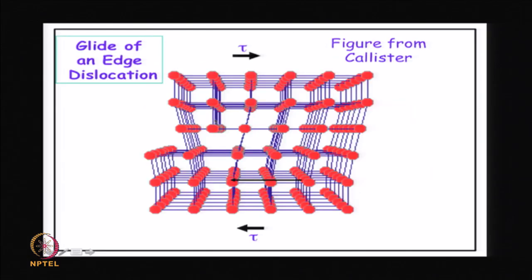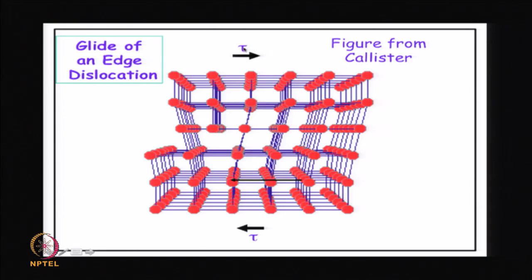So, here is a picture of an edge dislocation. You can see an extra half plane, and the bottom edge of the extra half plane, going into the plane of the picture, is the dislocation line. Now, let us apply a shear stress to this dislocation line as shown here.